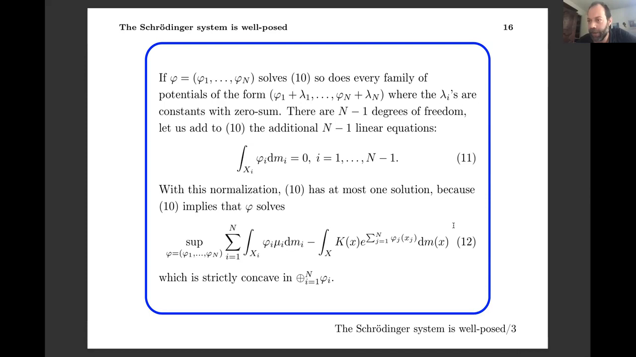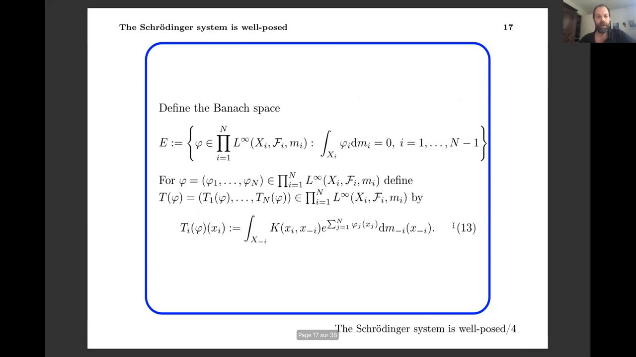So I will work basically in L infinity for the potentials. I will look for bounded potentials which satisfy the normalization condition. So this is a Banach space, which I denote by E. And for a collection of potentials phi one to phi n, where each phi I is in L infinity, I will define a nonlinear map T. So T of phi is a collection T1 of phi, up to Tn of phi, where Ti of phi is in the corresponding L infinity space, which is just the average of this exponential.